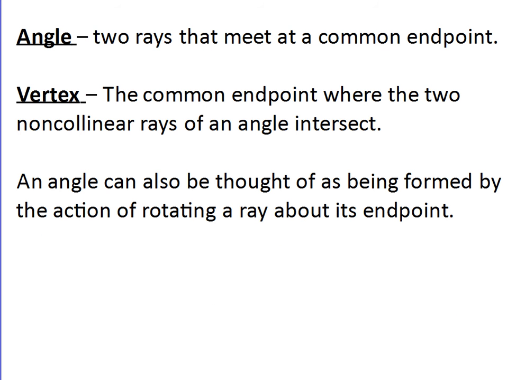So an angle is two rays that meet at a common endpoint. That common endpoint where they meet is called the vertex. An angle can also be thought of as being formed by the action of rotating a ray about an endpoint. So if you have your ray, we can think of an angle as taking that ray and rotating it however far until you get to the other side of your angle.